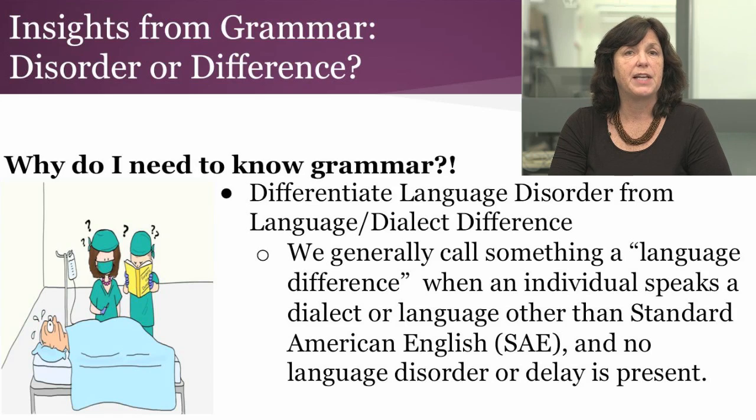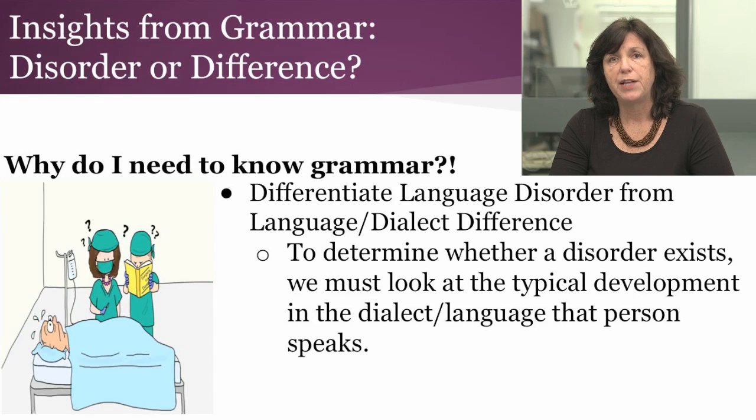We generally call something a language difference when an individual speaks a dialect or language other than Standard American English and no language disorder or delay is present. What we'll demonstrate throughout this module series is that some features of language differences may present as errors in Standard American English, even though they are grammatically correct in that person's dialect or language. So these errors don't demonstrate a language disability, but rather demonstrate an ability to use language in accordance with what the student has been exposed to.